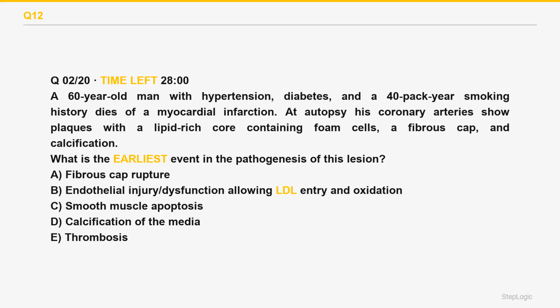What is the earliest event in the pathogenesis of this lesion? A 60-year-old man with hypertension, diabetes, and a 40-pack-year smoking history dies of a myocardial infarction. At autopsy, his coronary arteries show plaques with a lipid-rich core containing foam cells, a fibrous cap, and calcification. Read the command. Earliest event in pathogenesis: atherosclerotic plaque with foam cells and fibrous cap. The earliest step is endothelial injury, allowing LDL entry and foam cell formation.